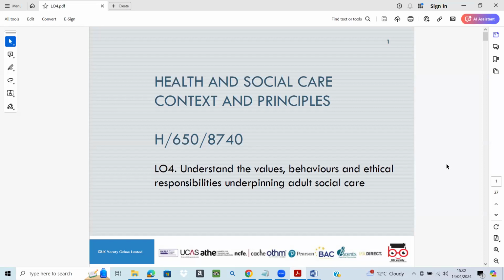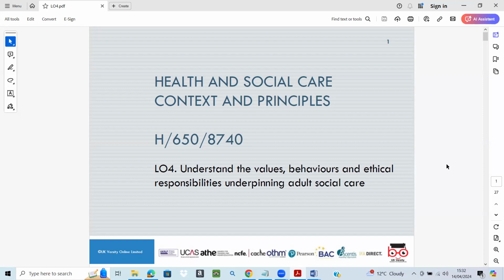Today we will explore the core principles that guide our practice in adult social care, and we will start with understanding the fundamental values. So, what are the fundamental values in health and social care context and principles? These are dignity, respect, and independence as paramount.